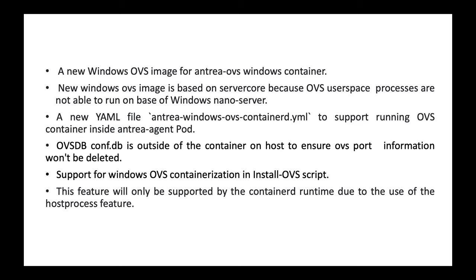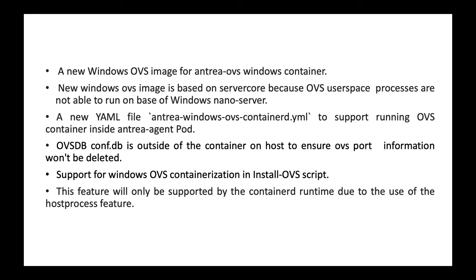Then we now also have a new YAML file named Antrea Windows OVS container.yml to support running the OVS container inside the Antrea agent pod. So now in the Windows case, we have three YAML files: one Antrea Windows.yml, another Antrea Windows container.yml, and the third one, Antrea Windows OVS container.yml. And this is the only one in which we have support for running OVS inside the container in the case of containerd runtime.